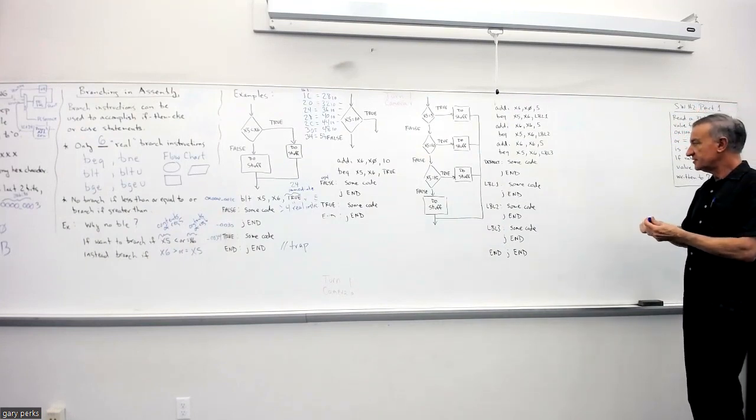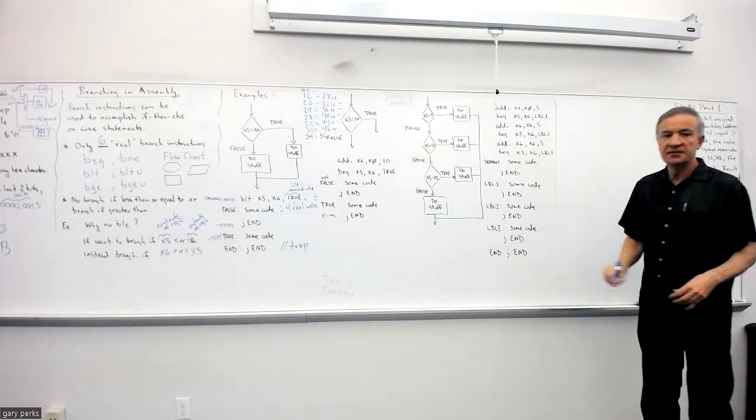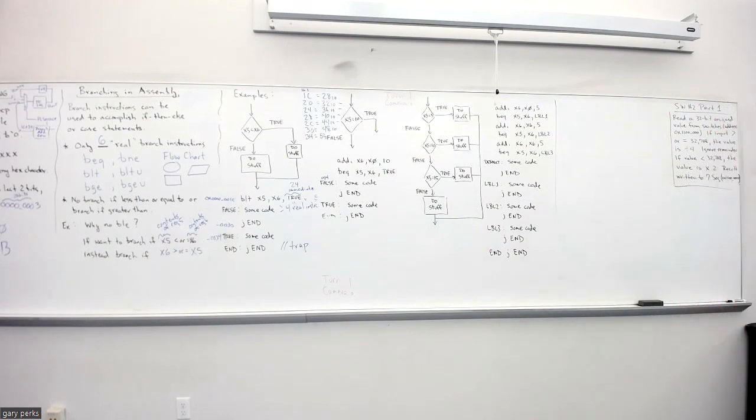Okay, so let's look at the board here, because this will help you do the assignment that you have to do for software number 2. So this is part 1. We're going to read a 32-bit unsigned value from the switches.